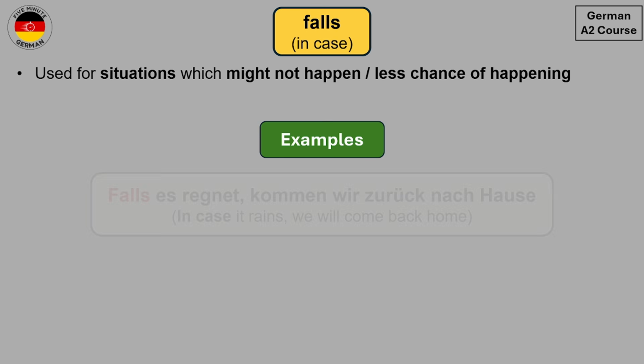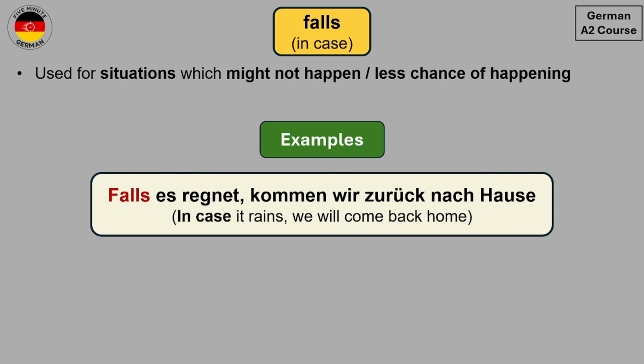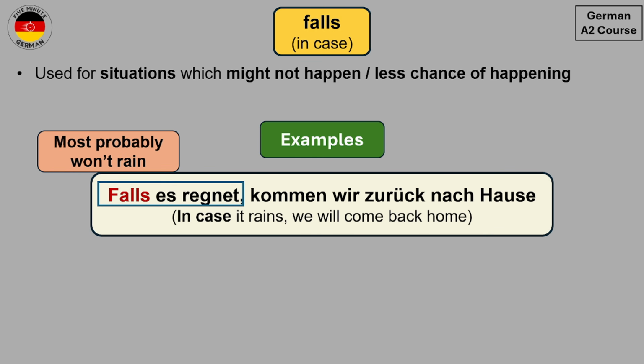Let's take a look at some other examples. So suppose that you saw the forecast and it does not show any rain, but you still want to have a backup in case it rains. Then you will say, "Falls es regnet, kommen wir zurück nach Hause." In case it rains, we will come back home. So this means that most probably it will not rain, but if due to some reason it does, we will come back home. So that's why we have used "falls".